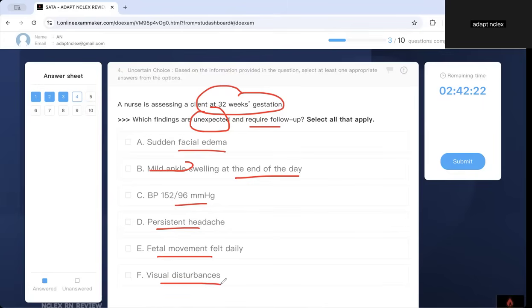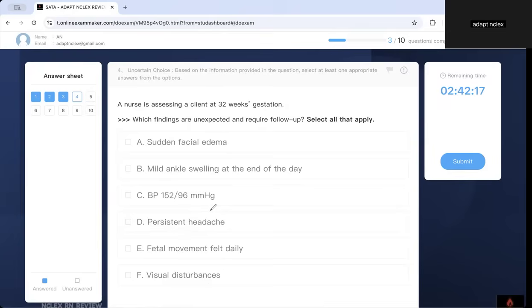Visual disturbances. I do not want to trap you, I give you things that NCLEX will ask you. So why do you trap yourself by picking things you want to pick? Knee-jerk reaction, overselection. I said 32 weeks, unexpected, require follow-up. That means they are bad things. Which of these is a bad thing? Stop it. This is pregnancy, red flags. What do you think?